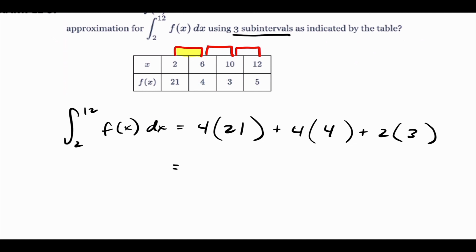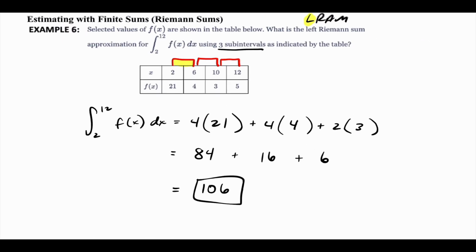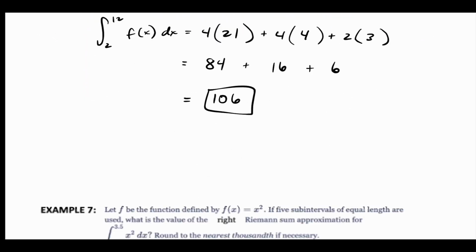Okay, so the first rectangle is 4 by 21. That's 84 area. The second rectangle is 4 by 4. The last rectangle is 2 by 3. Add them all up, and what do you get? What is that, 106? 106 units. Units squared, technically. Okay. All right.